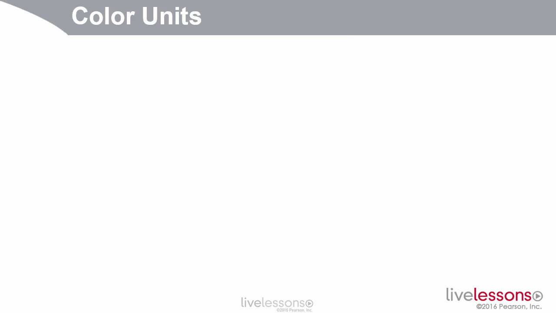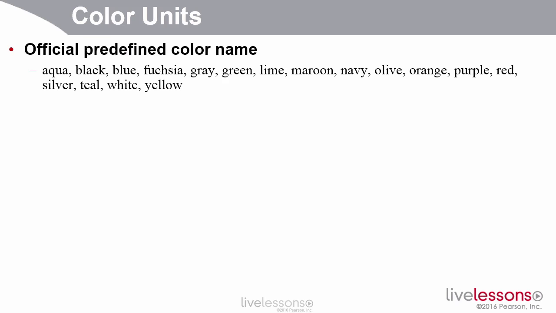All right, I said we'll see what this means and why that means green. Let's look at the color units we can supply. Surprisingly, there's a very small number of officially defined color names. Aqua, black, blue, fuchsia, and so forth, but there's not very many. This seems like a pretty small set of names.